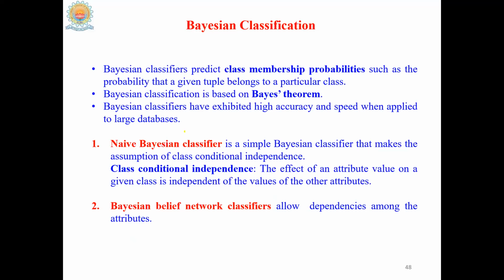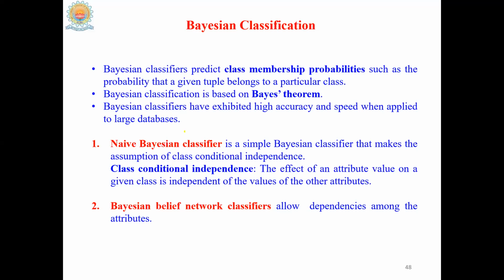Bayesian classifiers predict class membership probabilities, such as the probability that a given tuple belongs to a particular class. So what is the main aim of any classification, Bayesian or otherwise? To classify a tuple. That means to predict the class of the tuple observation.